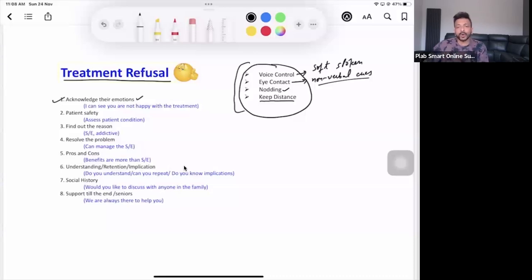Now, in these kinds of stations, and I would say in all the ethical stations, do not come to the conclusion straight away. What I mean is, the patient says, I don't want to take this treatment, and I've seen a lot of candidates go straight away: why don't you want to take the treatment? That's not wrong, but what I would advise is first get a bit of understanding about the scenario: why the patient is in the hospital, which treatment you are giving, all those things.